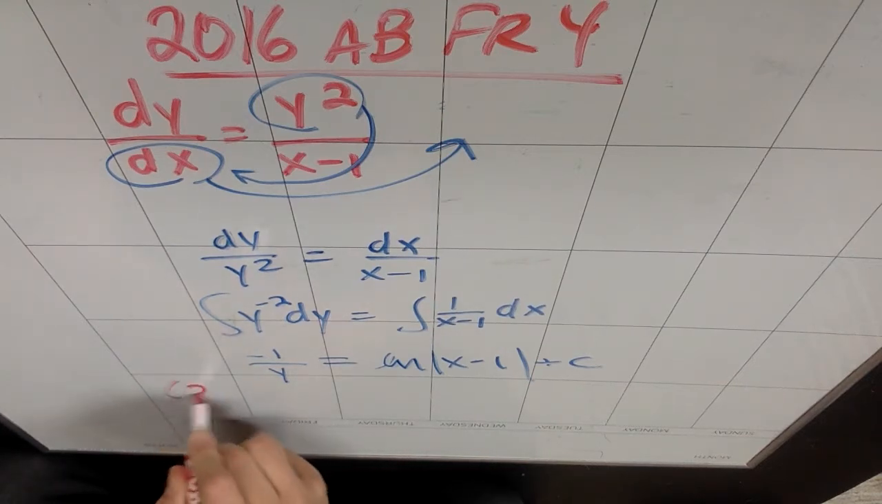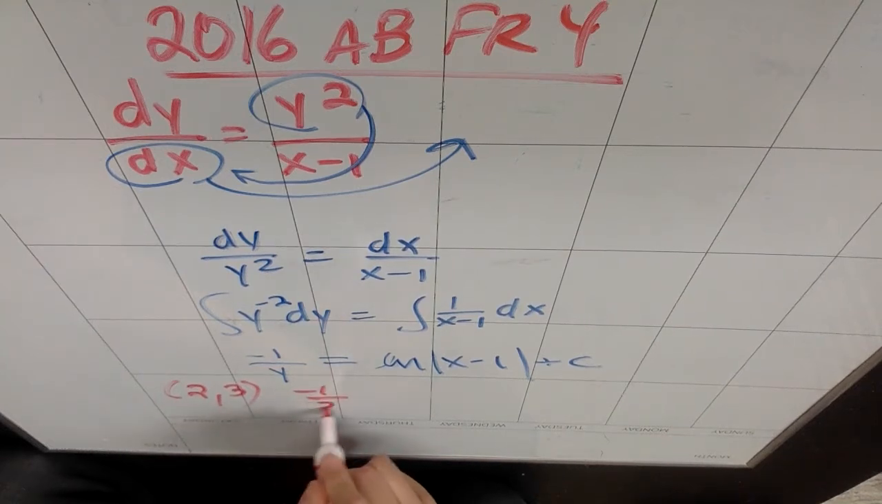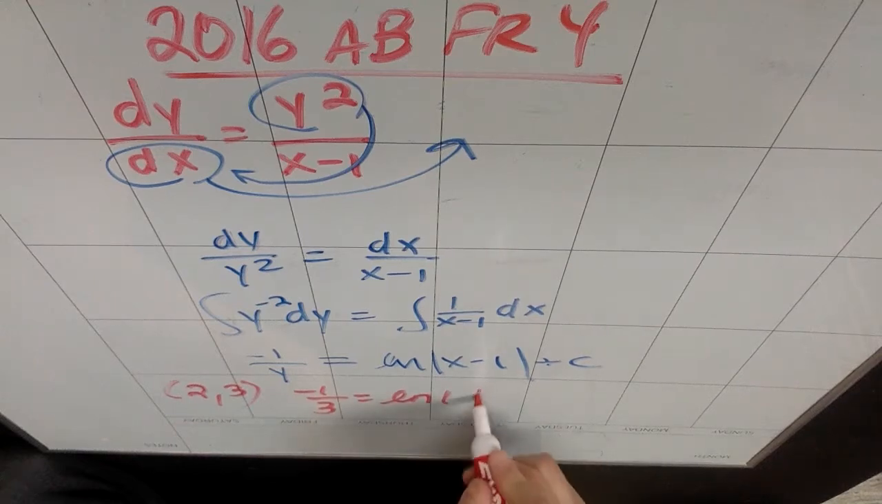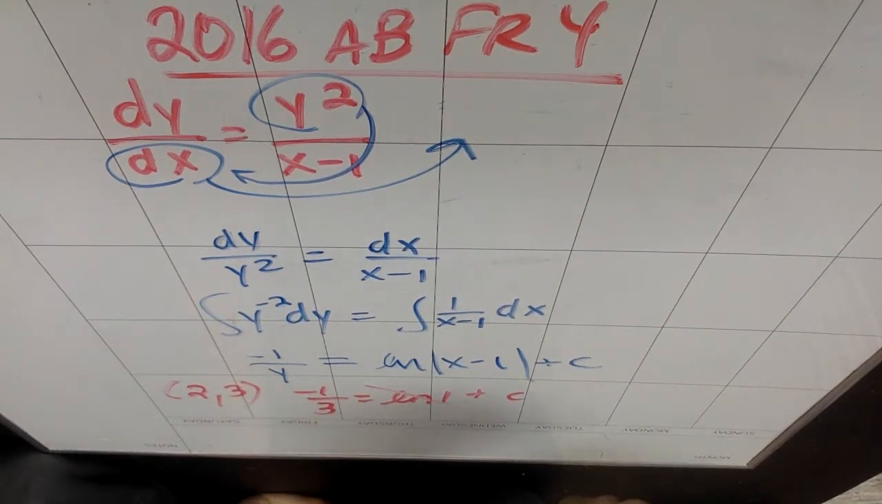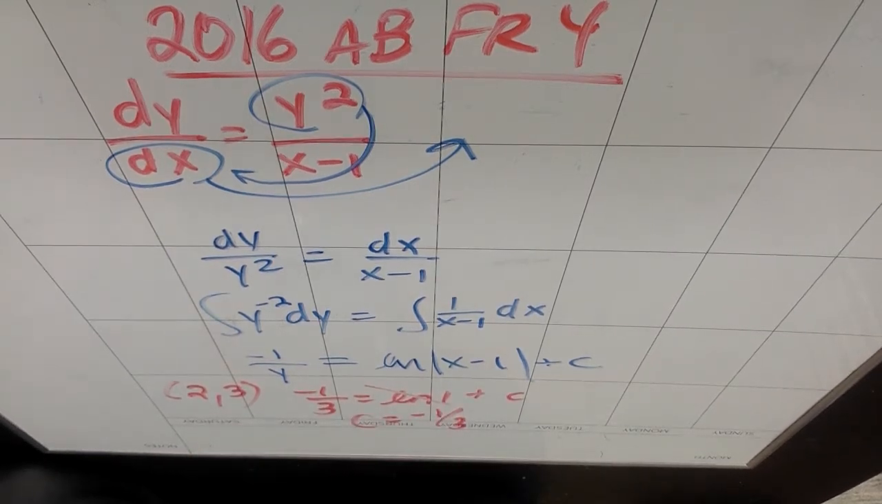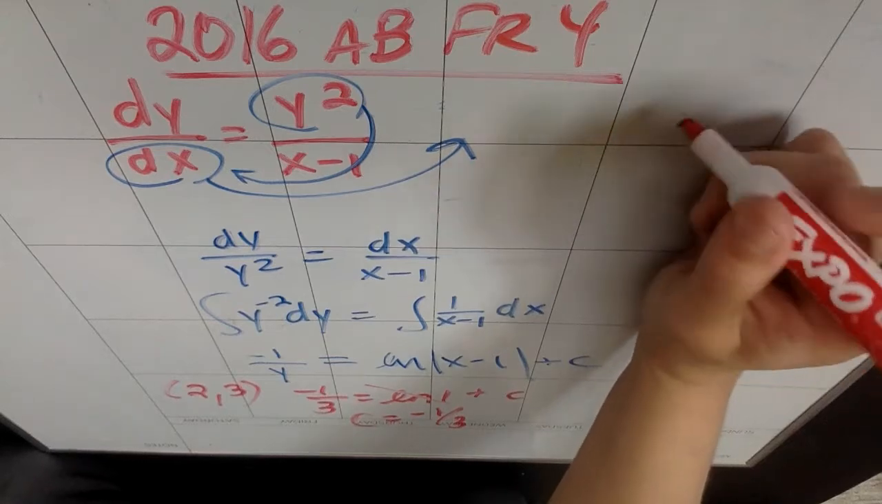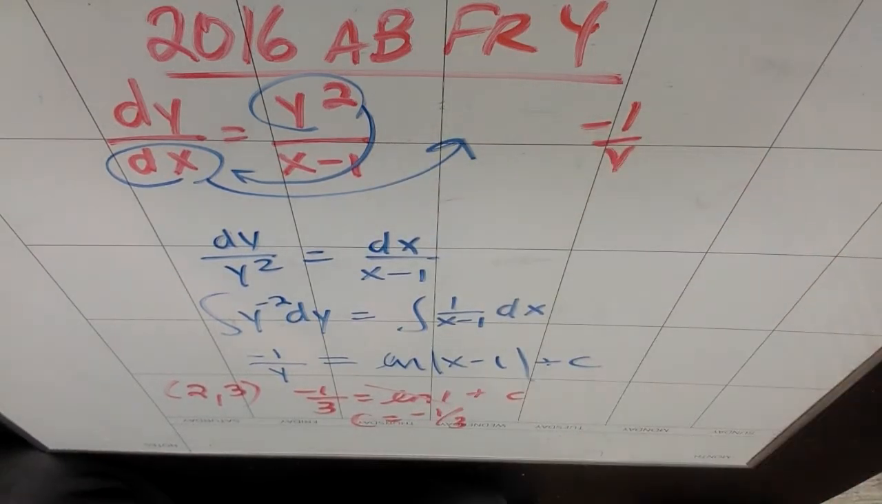So I'm going to use the point (2, 3) to find c, right? So -1 over 3 equals the natural log of 2 minus 1, which is just 1, plus c. Well, natural log of 1 is 0, so it seems to me that my c is -1/3. So I now have c is -1/3. Great. So up here, I'm going to recopy this because I'm going to erase in a second, and I'd like to have my work so that I don't have to start from scratch.